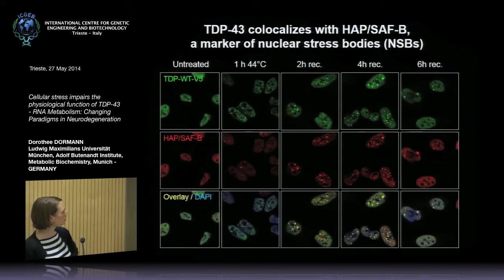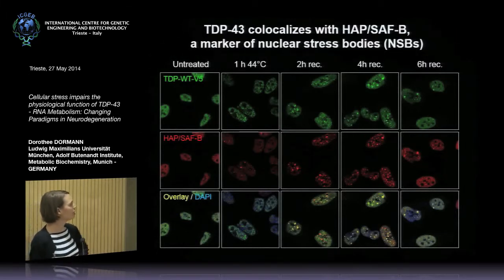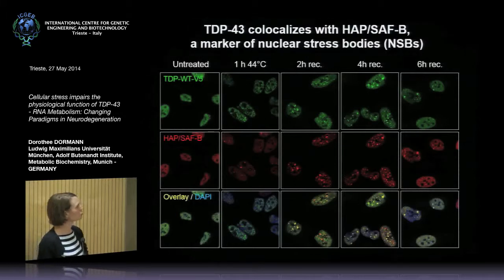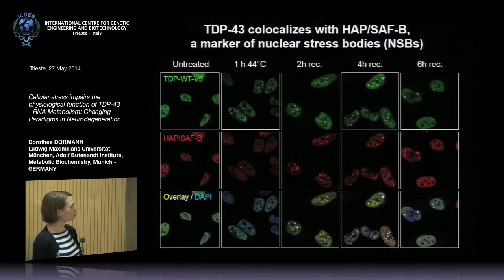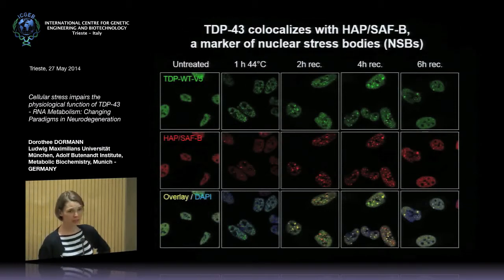So this RNA-binding protein, as you see here, shows pretty much the same behavior and kinetics as TDP-43 in the stress recovery model. And so since this is a good marker of these nuclear stress bodies, we think that this demonstrates that in the stress recovery phase, TDP is recruited into these nuclear stress bodies.